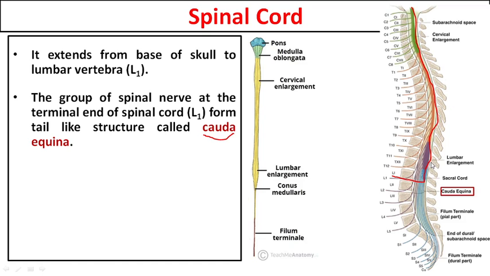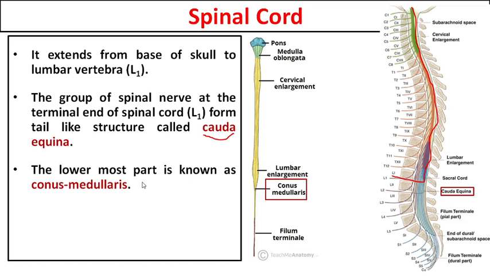It is made up of terminal spinal nerves, it is made up of nerves. And if you remember, nerves are considered part of the peripheral nervous system. Your central nervous system ends at lumbar vertebra number 1. The lowermost part is known as conus medullaris. So this portion, the last most swollen portion.